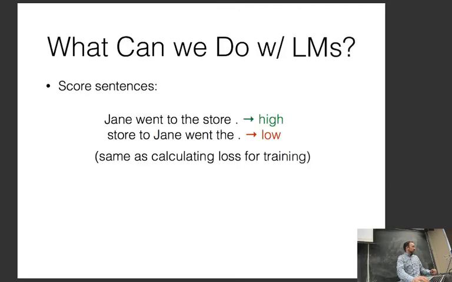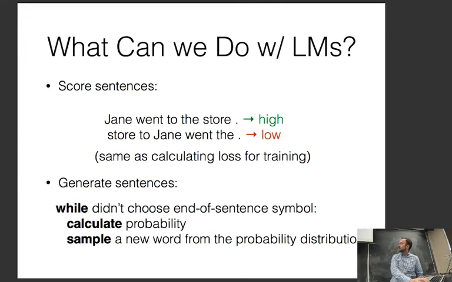Okay, so what can we do with LMs? We can score sentences. So Jane went to the store, we'll get a high probability. Store to Jane went the, we'll get a low probability. And this is the same as calculating a loss function for training these language models. So our loss function during training the language model will also be this probability.